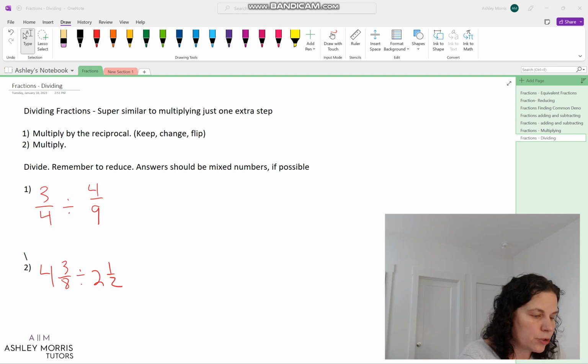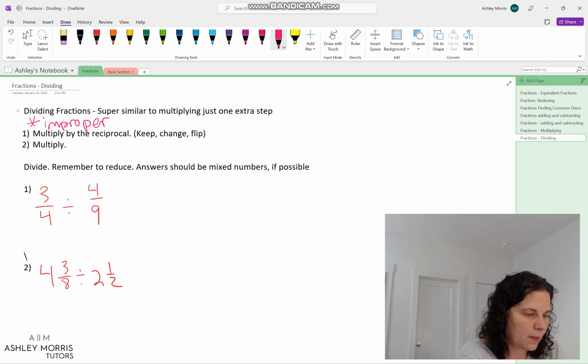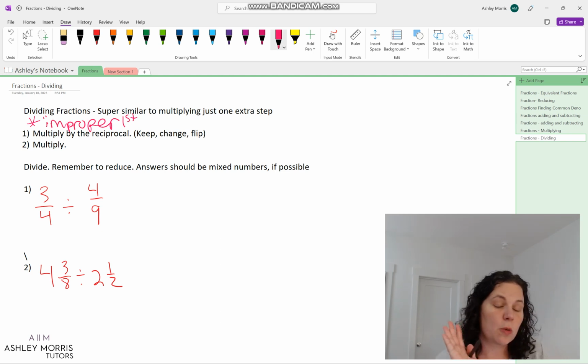Now I do want to add a little star above this. We need everything to be improper first. So improper first. So make sure everything is improper first. And make sure you pause or rewind at any point if you need to.